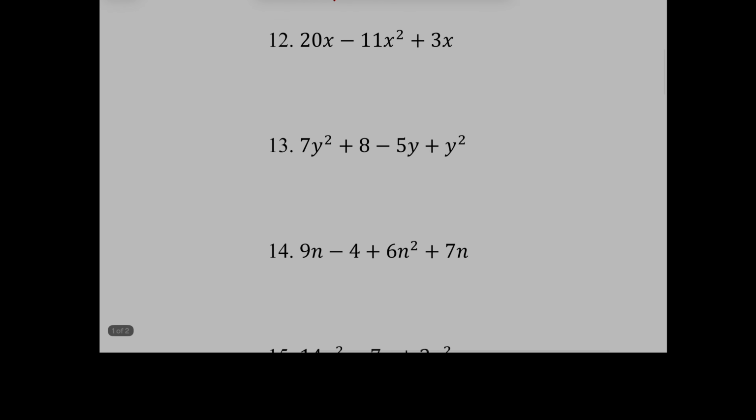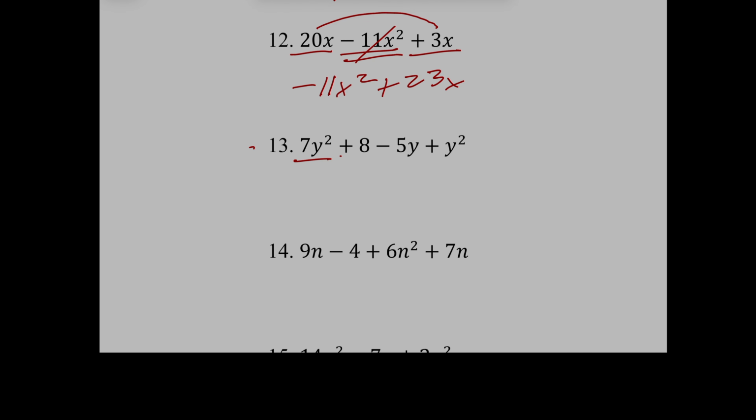All right, here we go. Here's my x. Here's my x squared. Here's another x. So I'm going to combine. Well, actually, I should start with my x squared, shouldn't I? And that's a negative 11x. So I'm going to write negative 11x squared. And now I'm going to combine my 20x and my 3x, and I'm going to get a positive 23x.